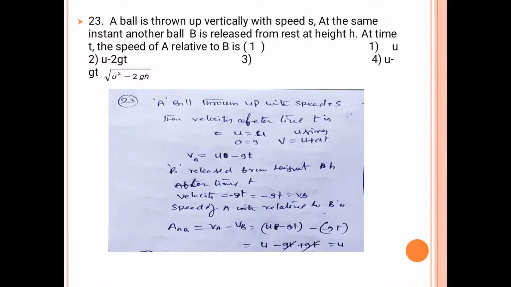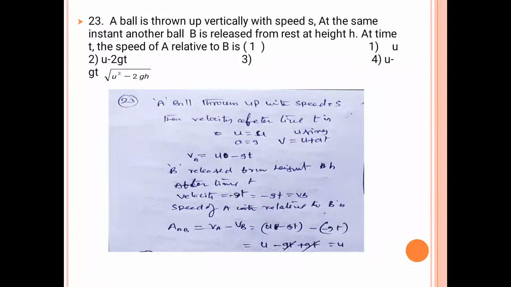The velocity of A relative to B is Va minus Vb. Just like previous questions, the same type of relative velocity question has been discussed at this point. If you subtract Vb from Va, you will get u minus gt minus of minus gt, that is equal to plus, so you will get u. So you should be very careful in using the signs in relative velocity, otherwise you will be mistaken, then you will be getting u.